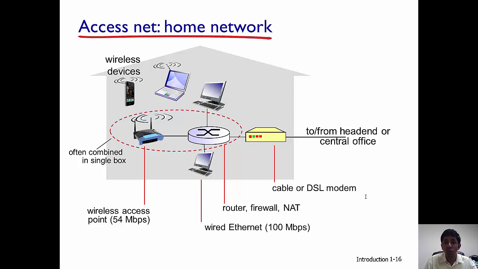And then you have a large number of devices that are connected to this wireless access point. Traditionally, you don't see two different devices. The wireless access point and the wireless router are housed together in a single box, which is shown by this dotted circle. So you usually only have a single device that you place in your house, but internally it is logically divided into a router and a wireless access point. We'll come into the details and the differences between an access point and a router as we progress along this course.